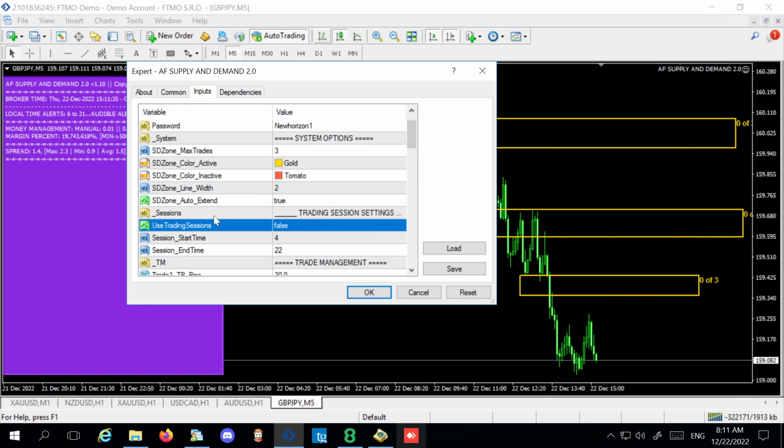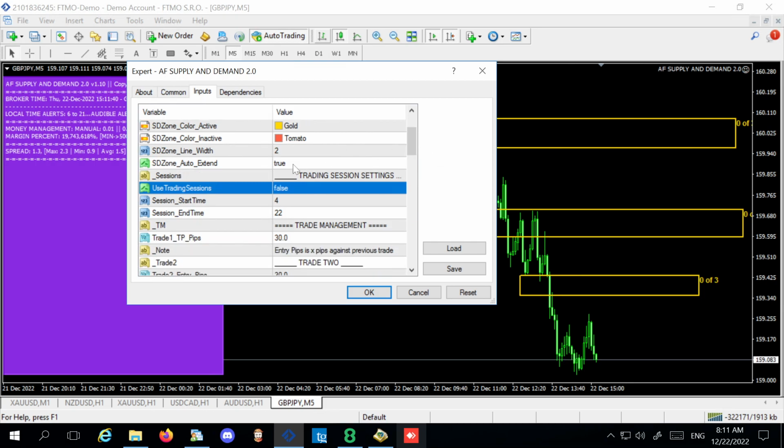Just going over down to the trading sessions now. The trading session settings are very simple. Again, as you can see here, we've got use trading sessions, which is set to false. This means you've got trading sessions such as the UK, US, Asian, and Sydney sessions. Now, these sessions I don't really recommend trading in.